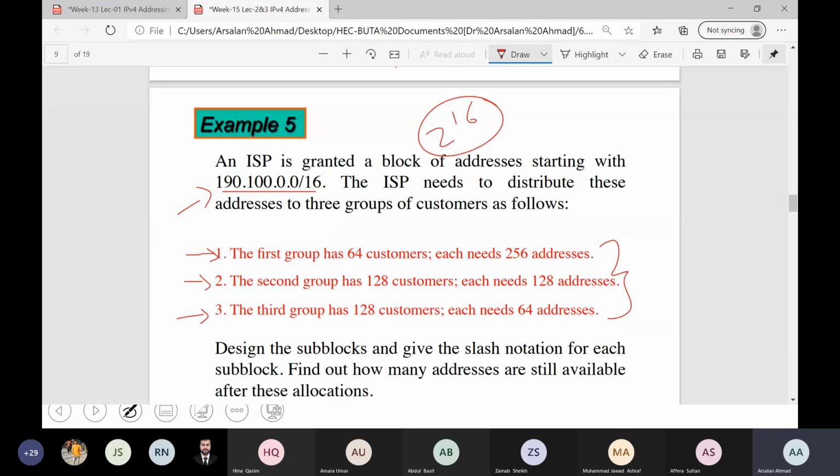Let's say there are 64 customers, meaning 64 companies who contact Neatel in Blue Area, Islamabad. There are 64 companies, and these companies require 256 addresses each. So you need 64 subnets of 256 addresses. Then you need 128 subnets of 128 addresses, and then you need 128 subnets of 64 addresses. So you will do this allocation in 3 steps, and then you will find the answer, and then you will find how many addresses are remaining by subtracting everything you have allocated from 2 raised to power 16.